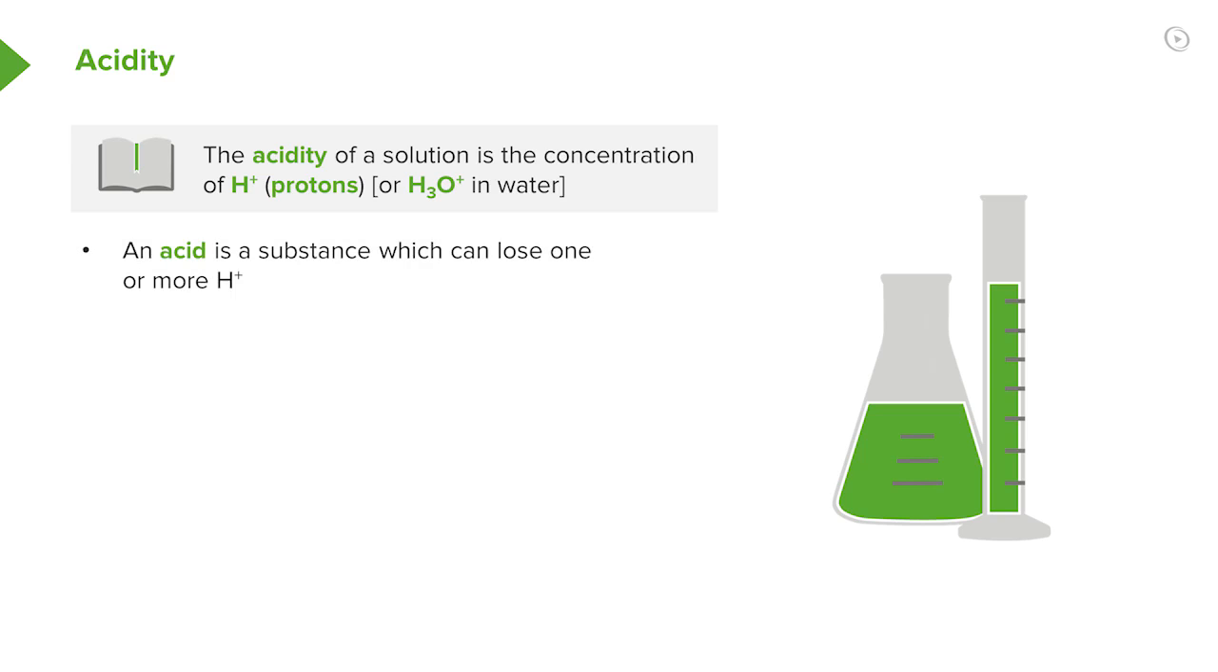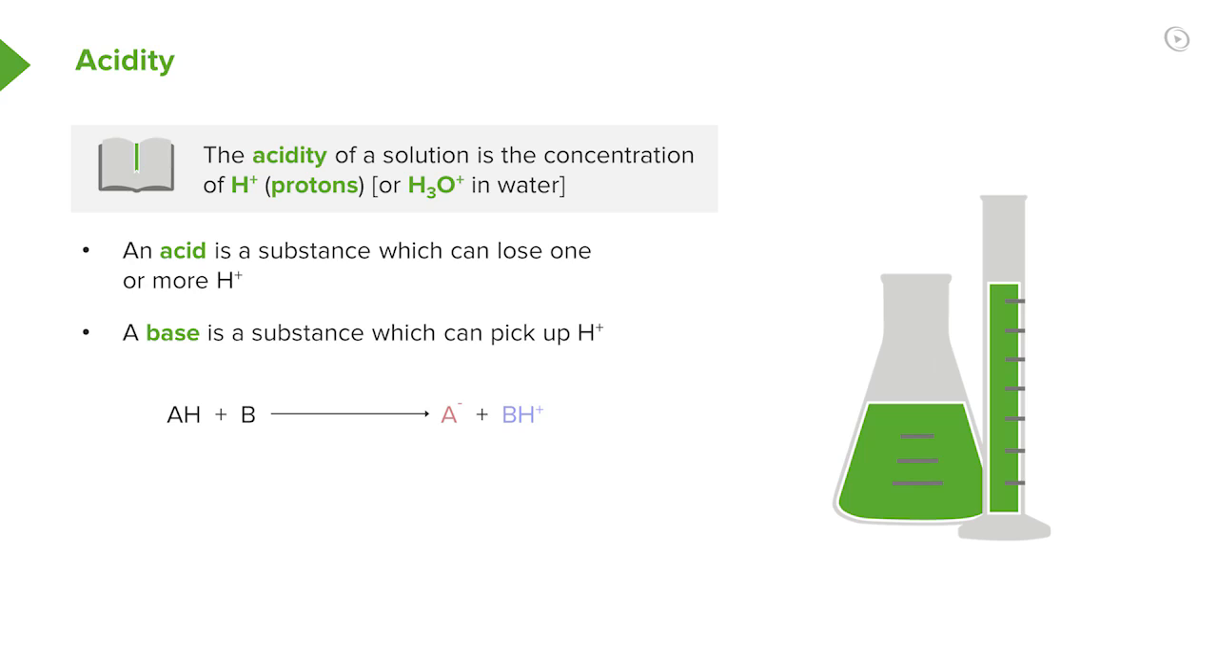An acid is a substance which can lose one or more equivalents of H+, and a base is a substance which can pick up H+. If we look at the equation just below on the board, we've shown a general formula for an acid, which is written as AH, or sometimes as HA.